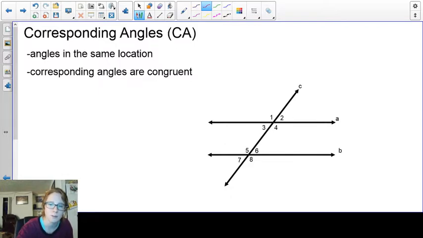So one set of corresponding angles is angle 1 and angle 5. Something that I want to point out about 1 and 5 is they're congruent. That means they are the same, or they're equal.